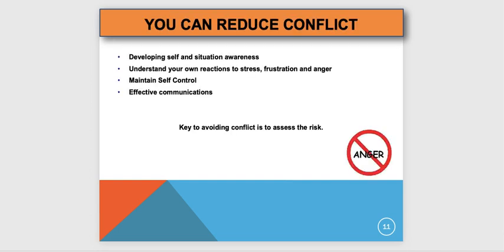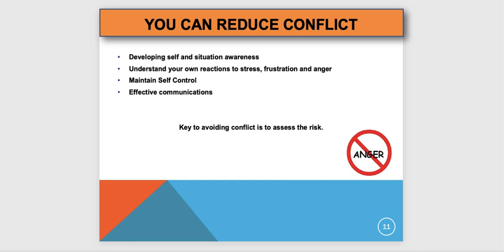Okay, so what can you do to reduce conflict? Now, we've already covered this, and we've talked about it a little bit more in depth. So developing self and situational awareness, being wary of what's around you, being wary when someone could end up kicking off or getting violent or getting aggressive, and jumping in and making sure it's dealt with now. Understanding your own reactions to stress, frustration and anger. Again, we talked about that. That's all regarding the scenario-based training. We'll put you in those situations.